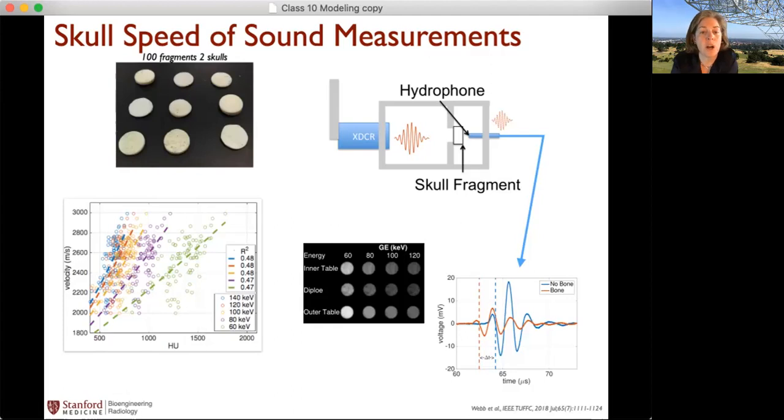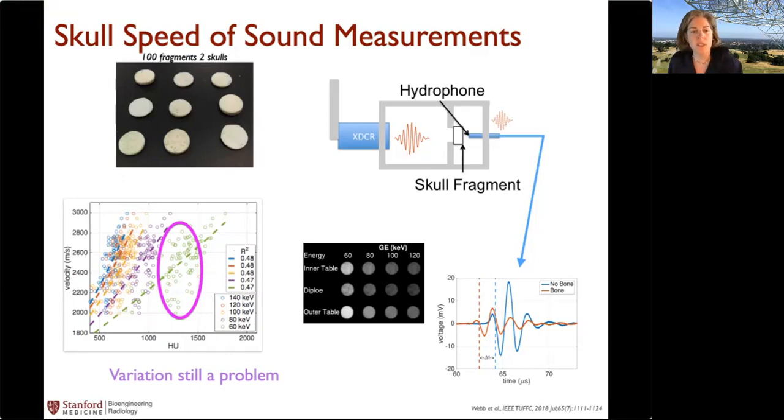One of the problems with our data was that there was still a lot of variation. I don't want to get into the details of that. We've been able to track down that some of that variation was due to the fact that the pores were shaped differently in the different skulls. So it's really interesting. In the future, we have to do some research in order to figure out how we can get a better measure of the pore shape, which is actually sometimes subvoxel. And so it's not clear how to do that. But if we could do that, then we would be able to have better speed of sound curves.